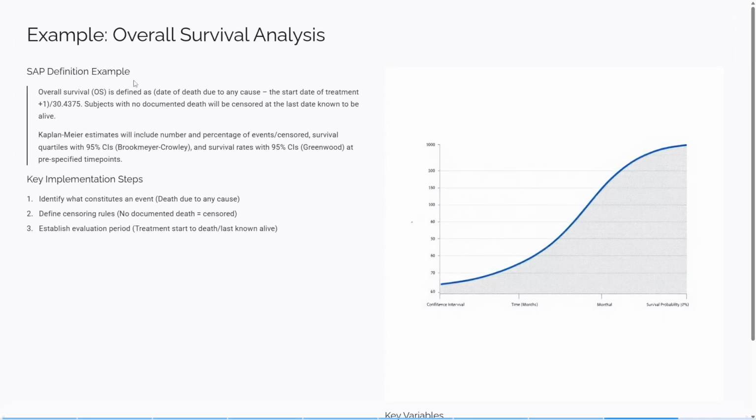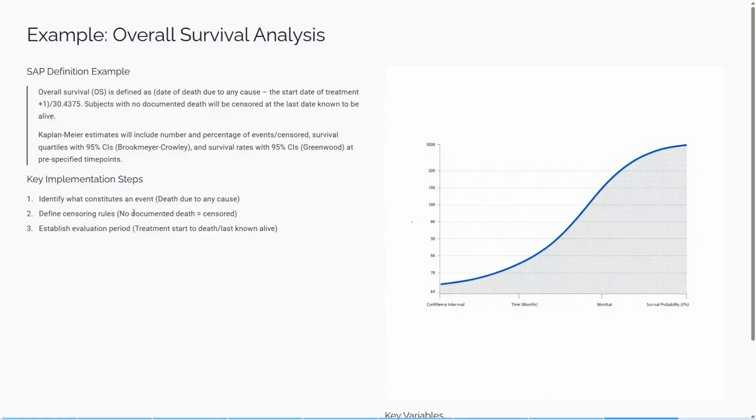One example, the SAP definitions. Overall survival is defined as the date of death due to any cause minus the start date of treatment, divided by 30.4375. Subjects with no documented death will be censored at the last date known to be alive. The Kaplan-Meier estimates will include the number and percentage of events and censored, the survival quartiles with 95% confidence intervals, and survival rates with 95% confidence intervals at pre-specified time points.